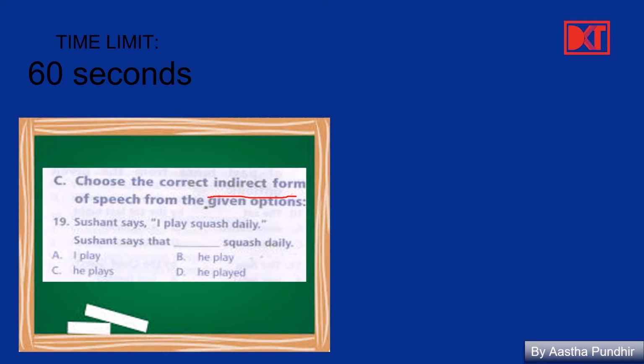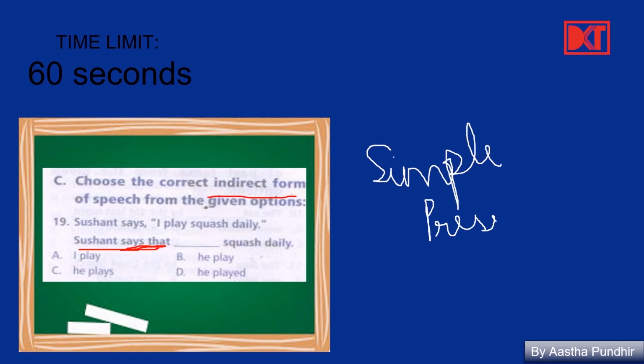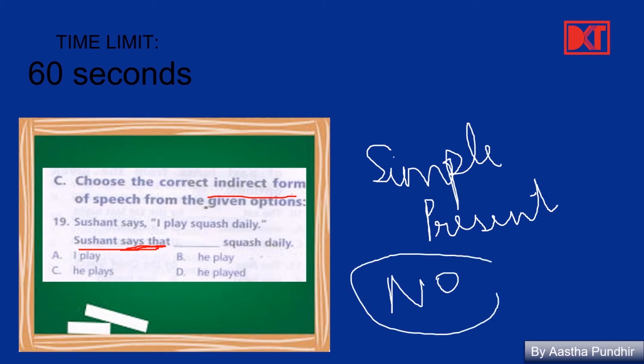So here, first of all, see. Sushant says that. What is this? This is simple present. Okay, this is simple present. And we read the rule that when the introductory sentence is in simple present, then there is no back shifting of tenses. So Sushant says that here the tense will not be back shifted here. If this would have been Sushant said that, then the tense would have back shifted. But here it is simple present, so the tense will not be back shifted. And the answer is, Sushant says that he plays squash daily, which means C.